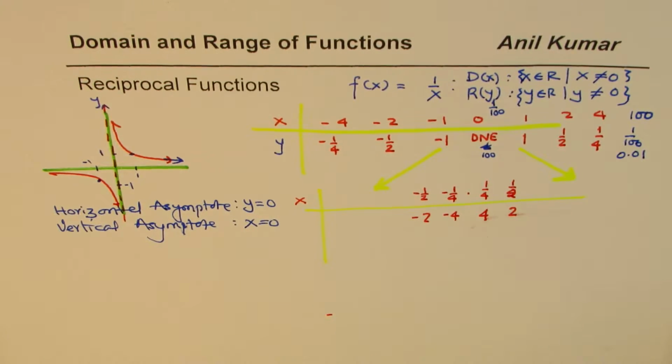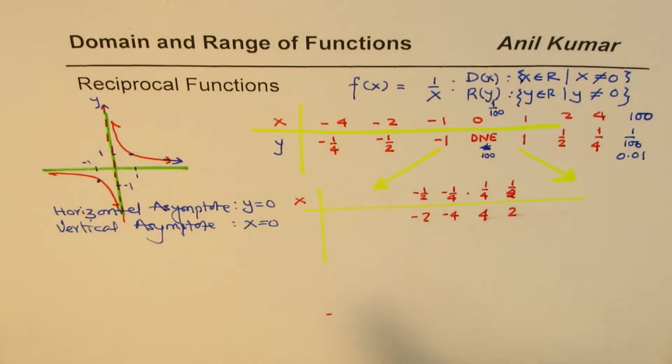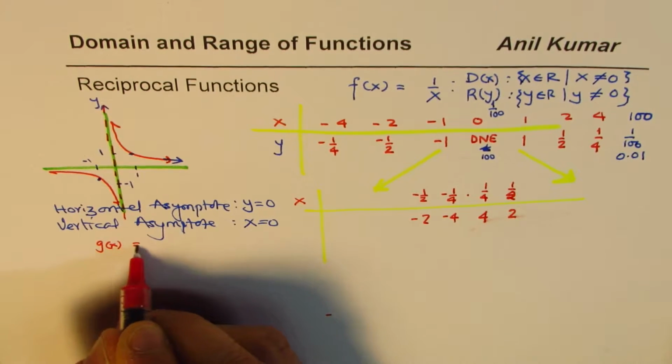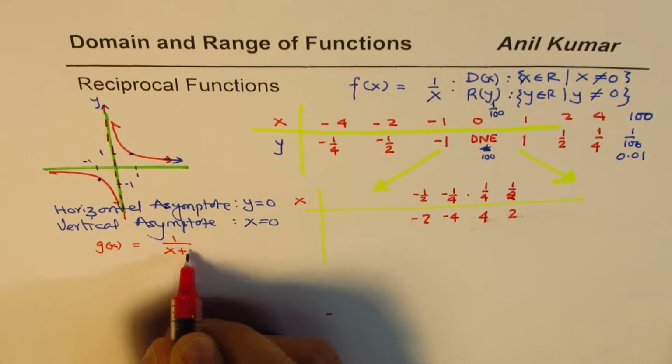Now the examples which I am going to take will be transformations of these functions. So let's take a few examples now which are transformations of 1 over x. Let me begin by saying g of x is equal to 1 over x plus 2.